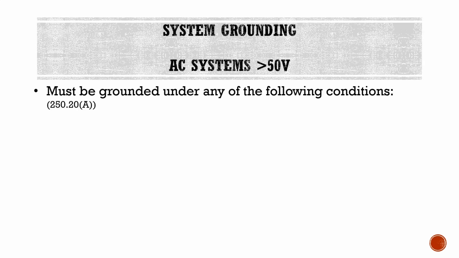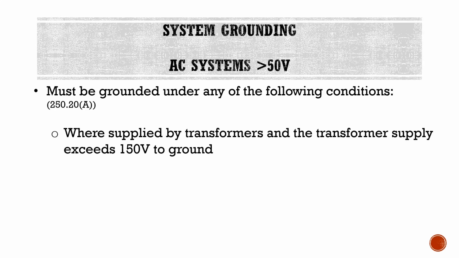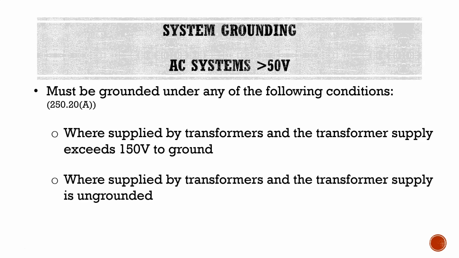Taking a look at A here, which is going to be our AC systems less than 50 volts, they must be grounded under any of the following conditions. In other words, if any of these following conditions exist in an AC system less than 50 volts, we have to ground that system. We're supplied by transformers, and the transformer supply exceeds 150 volts to ground. In other words, we know a transformer has a primary and a secondary. If off the secondary of the transformer we're operating at less than 50 volts, but the primary of that transformer exceeds 150 volts to ground, then we have to ground our less than 50 volt secondary for the transformer.